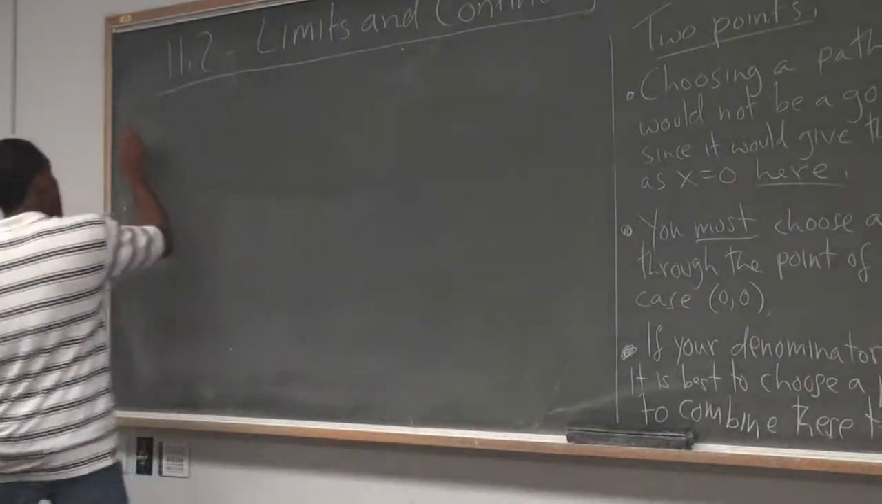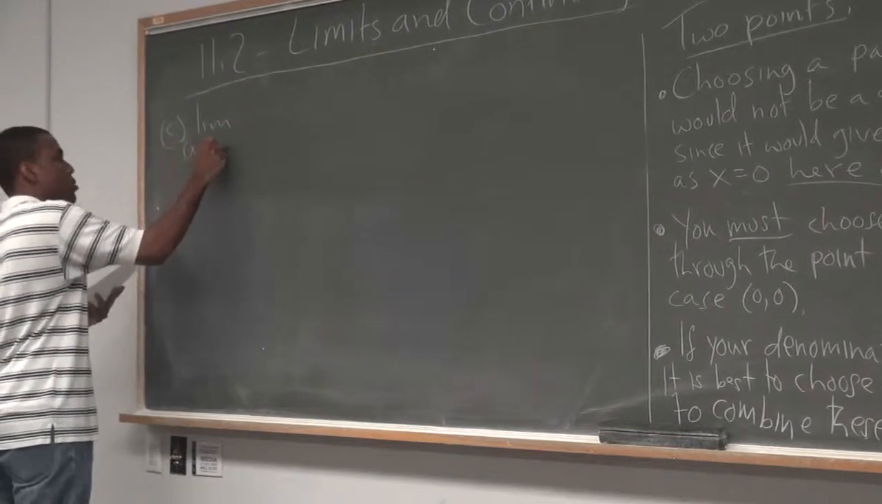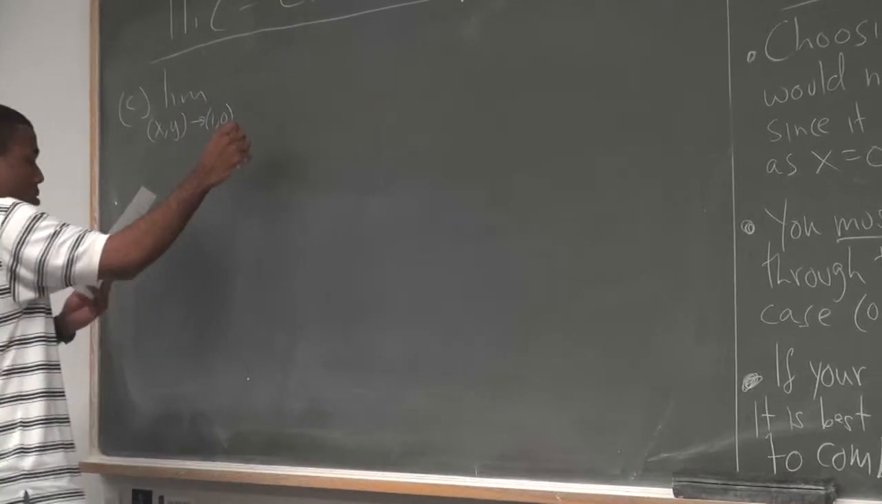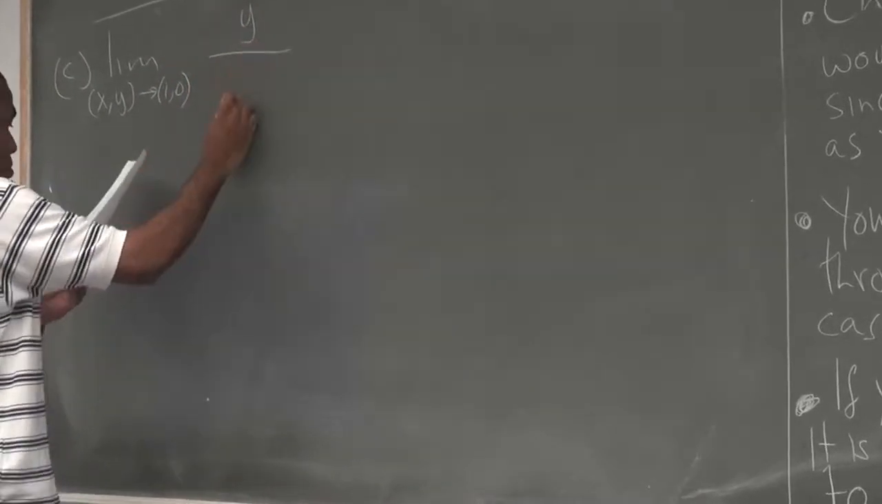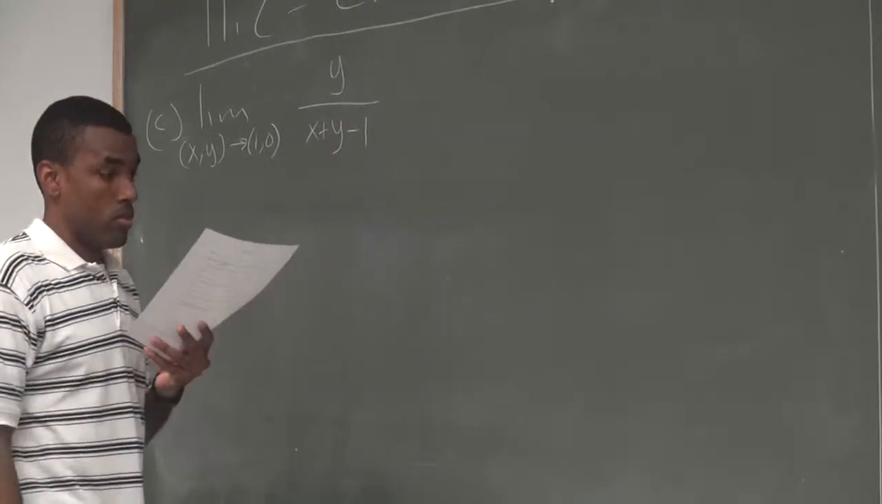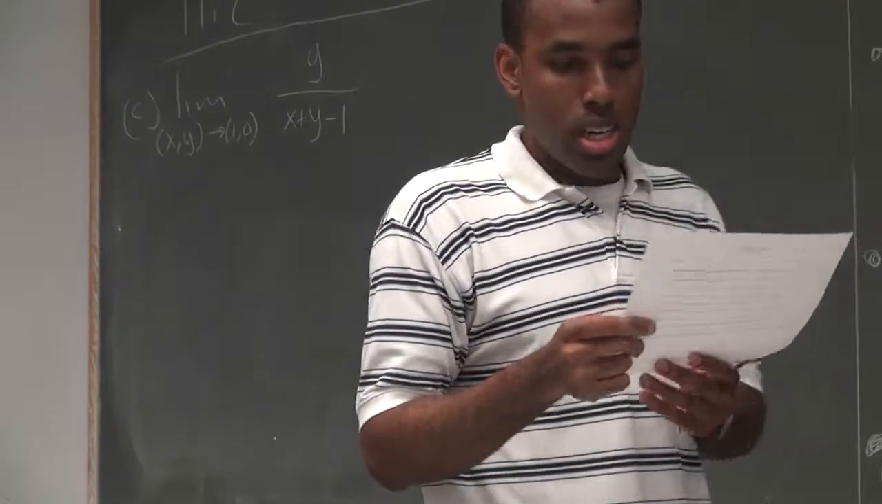Part C. This time we're not approaching the origin, we're approaching the point (1, 0). Show it does not exist.